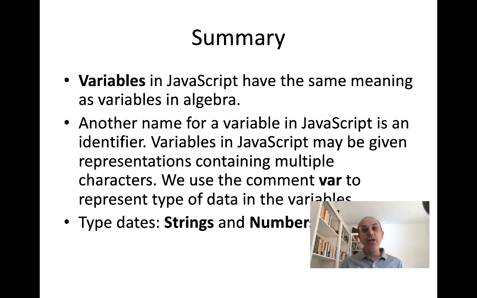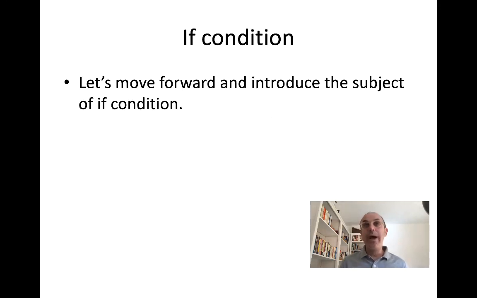So variables in JavaScript have the same meaning as variables in mathematics or in statistics, but another name for a variable in JavaScript is identifier. The variable in JavaScript may be given representations connecting multiple characteristics when we use the command var to represent the type of data in the variable. So there are two types of data, string and numbers, and this is important because this is where we are going to apply it. And so now we are going to move to the if condition.